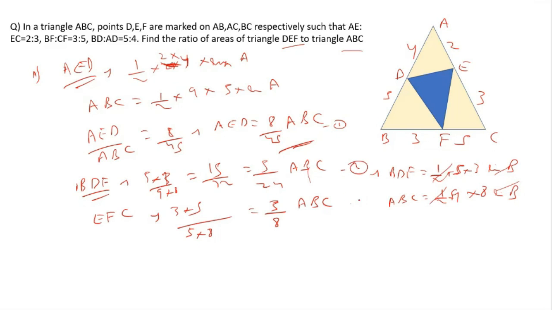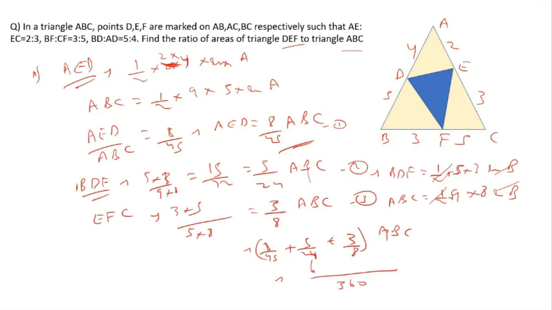So I've now figured out the 3 triangles, right? So I know, apart from DEF, what is the total area I can find out, which is basically 8 by 45 plus 5 by 24 plus 3 by 8 of ABC, right? This LCM is 360.